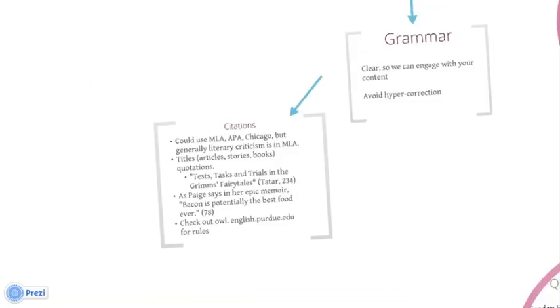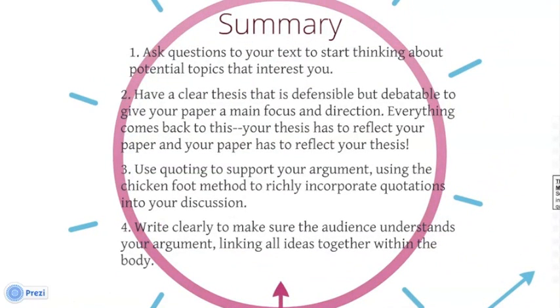So, in conclusion, just to summarize some points for you: ask questions to your text, to start thinking about potential topics that interest you. Start to develop some of those questions that get you going. Have a clear thesis that is defensible but debatable to give your paper a main focus and direction. Everything comes back to this. Your thesis has to reflect your paper, and your paper has to reflect your thesis. Use quoting to support your argument, using the chicken foot method to richly incorporate quotations into your discussion. And of course, write clearly to make sure the audience understands your argument, linking all the ideas together within the body.